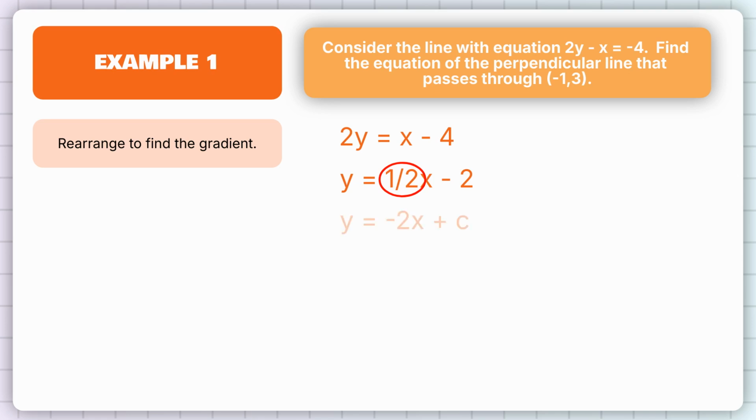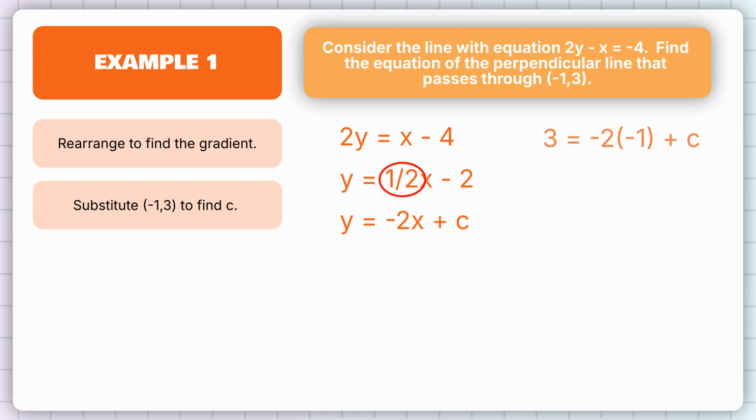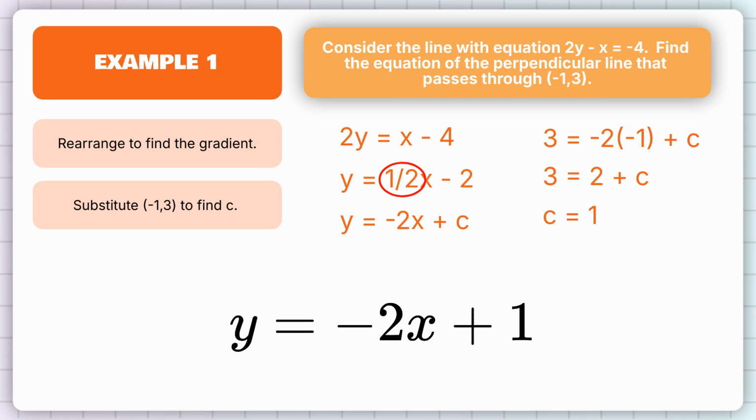So it would be of the form y equals minus 2x plus c. Next, substitute minus 1, 3 to find c. 3 equals minus 2 times minus 1 plus c. 3 equals 2 plus c. c equals 1. Therefore, the equation of the line perpendicular to y equals 1 over 2 x minus 2, and passing through minus 1, 3 is y equals minus 2x plus 1. By working through these examples, you've seen how to determine the equation of a line that is perpendicular to a given line and passes through a specific point.